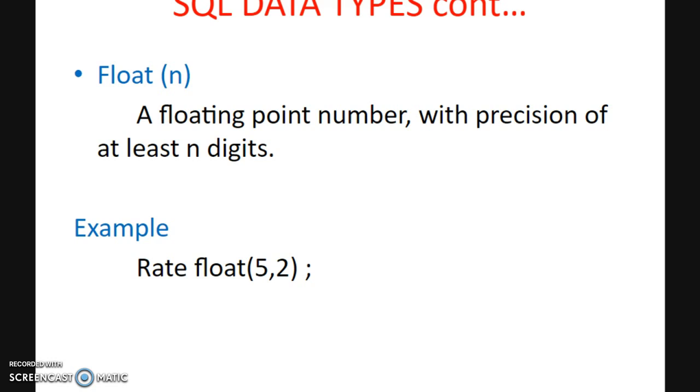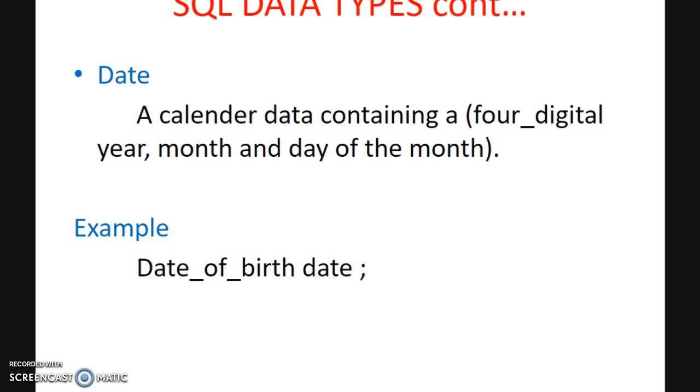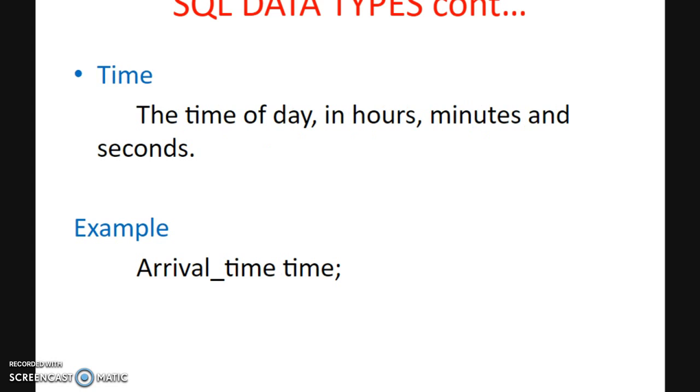5 describes the length of the string, that is the total digits will be up to 5. The decimal point is from 2. Date. Date represents the calendar date containing a 4 digit year, month as well as day of the month. The syntax is the variable name space date. Here we specified the variable name as date of birth space date. Next one, time. The time of the day will be in hours, minutes as well as seconds. Here the variable name is arrival time space time. It displays the time of the day which may be in hours, minutes as well as seconds.